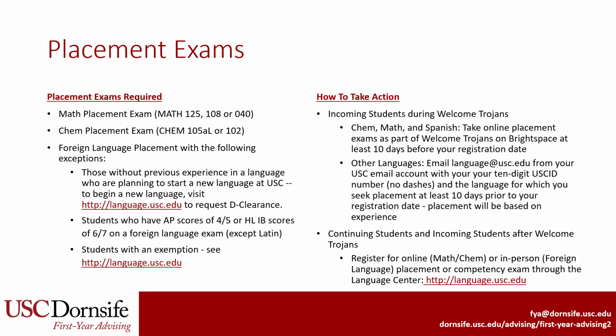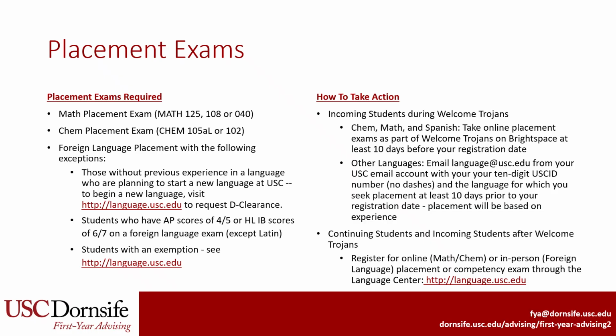Students in this major should plan to take the math and chem placement exams. Also, all Dornsife students are required to fulfill level 3 of a foreign language. So unless you are planning to start a new language that you have no experience in, have AP or IB language scores that can satisfy the foreign language requirement, or you qualify for an exemption, you will need foreign language placement. Students who are starting in level 1 of a new language need to request clearance for level 1 of that language through the Language Center, and they'll verify that you don't have previous experience before they grant clearance.